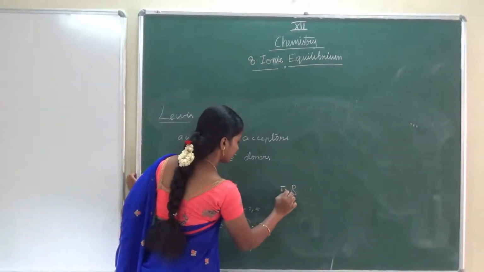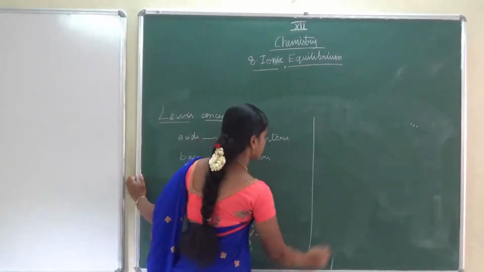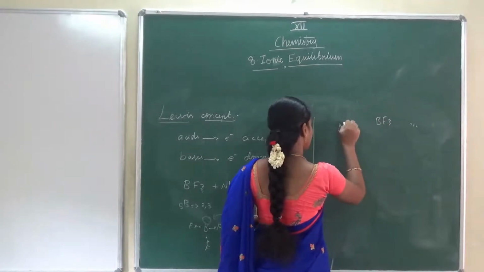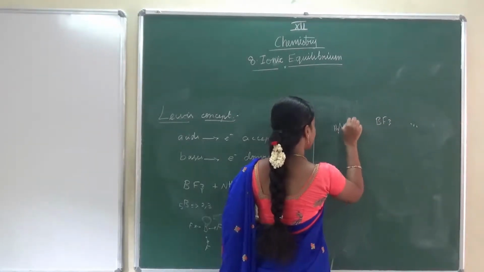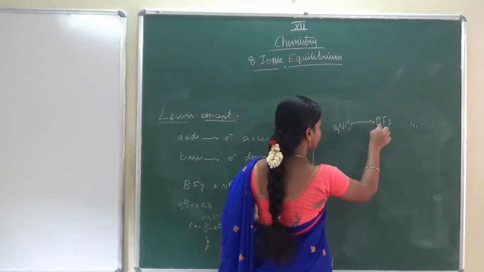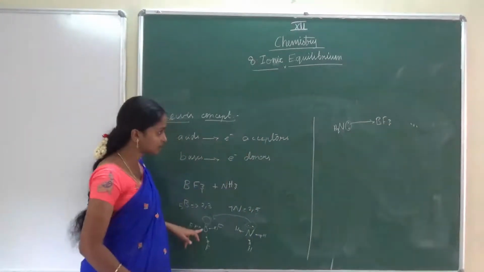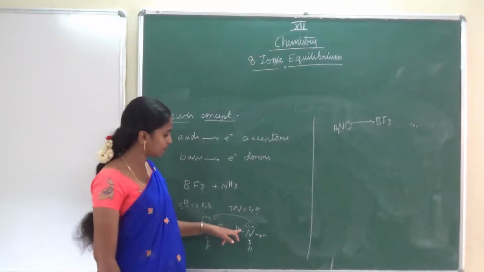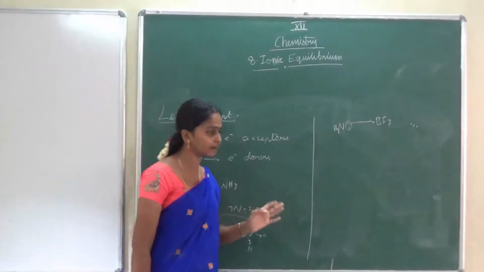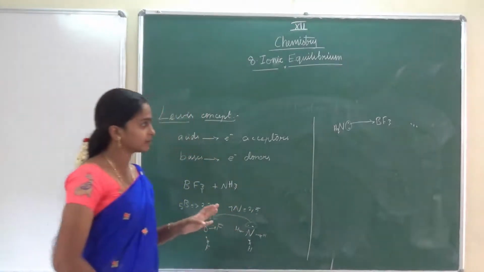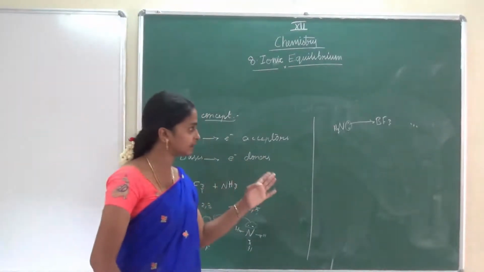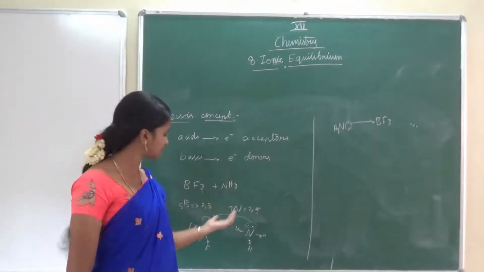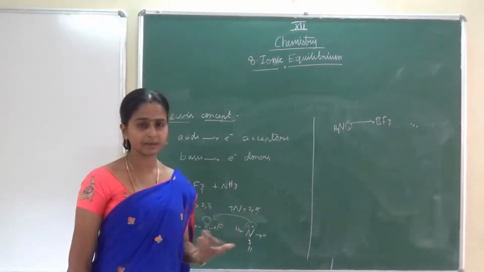Now BF3 and NH3 are there. NH3 is going to donate its 2 electrons to form a bond with this BF3, so that BF3 also will now have 8 electrons, 2, 4, 6, 8. NH3 also will have 2, 4, 6, 8. So both will have 8 electrons around them. So here we can say NH3 is a Lewis base because it is sharing, donating its electrons. BF3 is accepting the electrons, so BF3 is a Lewis acid.